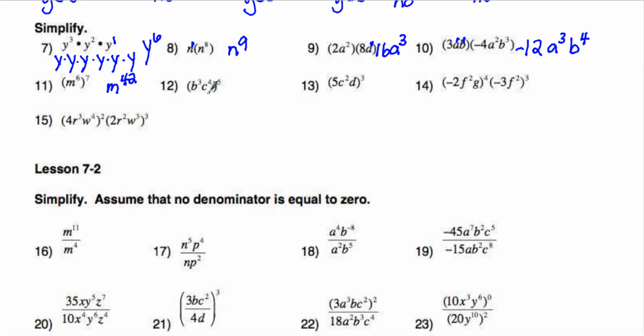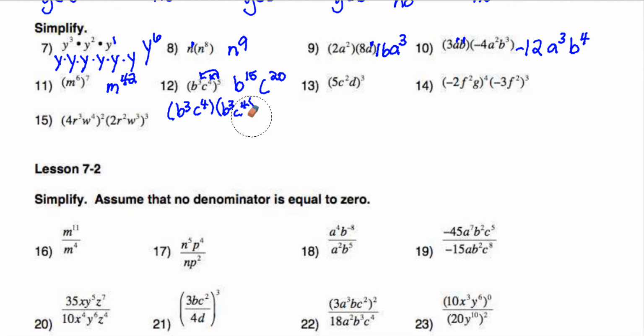Number 12, b has an exponent, so does c. So this 5 gets distributed to both of those exponents inside. So we get b to the 15th and c to the 20th. If you are forgetting your rules, again, write it out real quick. Do b to the 3rd times c to the 4th times b to the 3rd, c to the 4th, okay? And I do that 5 times all the way across, and then now I can add them, right? So 3 plus 3 plus 3 plus 3 plus 3, well, that's 15. And 4 plus 4 plus 4 plus 4 plus 4, that's 20. So that's how we get that.